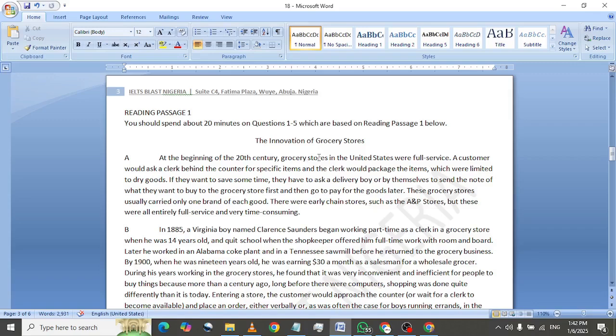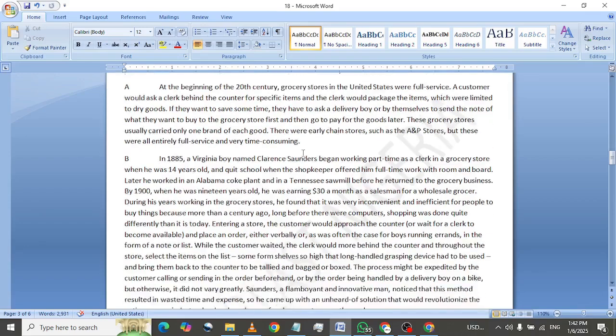So today we'll be looking at another past question, and the title of this past question is The Innovation of Glossary Store. We only have questions 1 to 5 on this matching information to paragraph. As I've said before, you don't read the paragraphs, go straight to the questions. Read the questions separately and underline your keywords. So let's do that now.